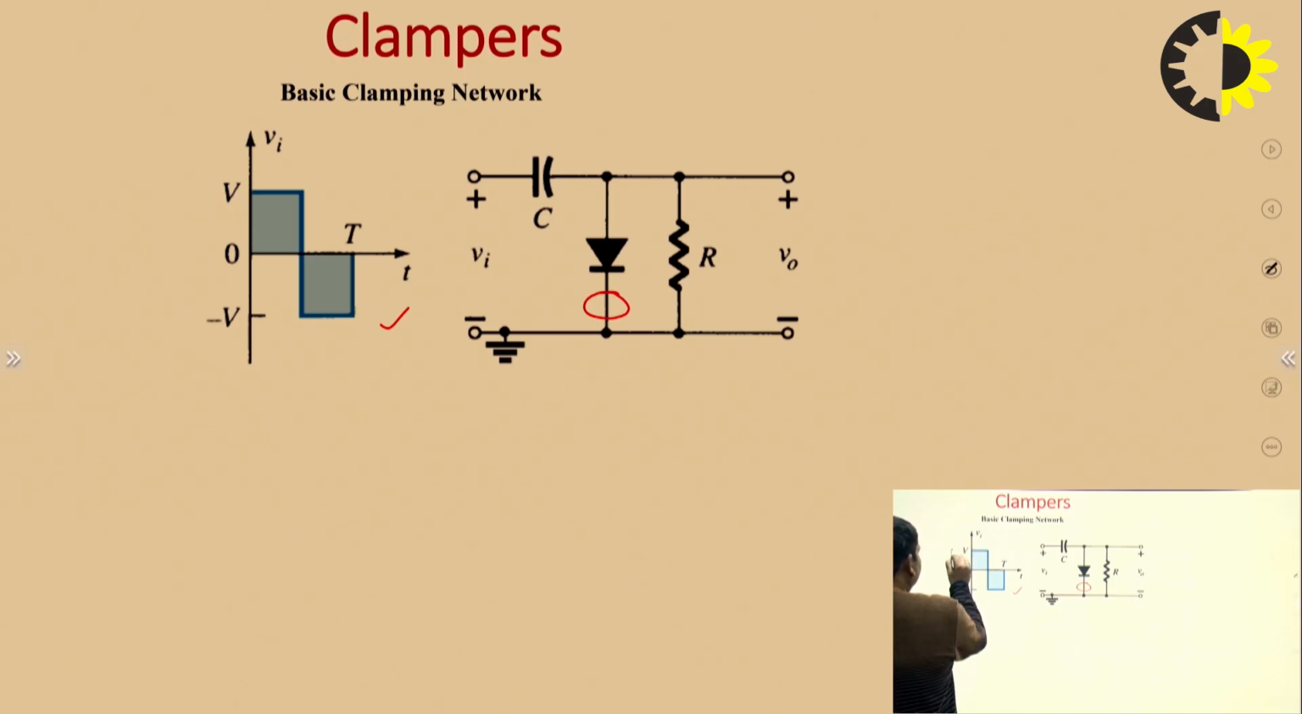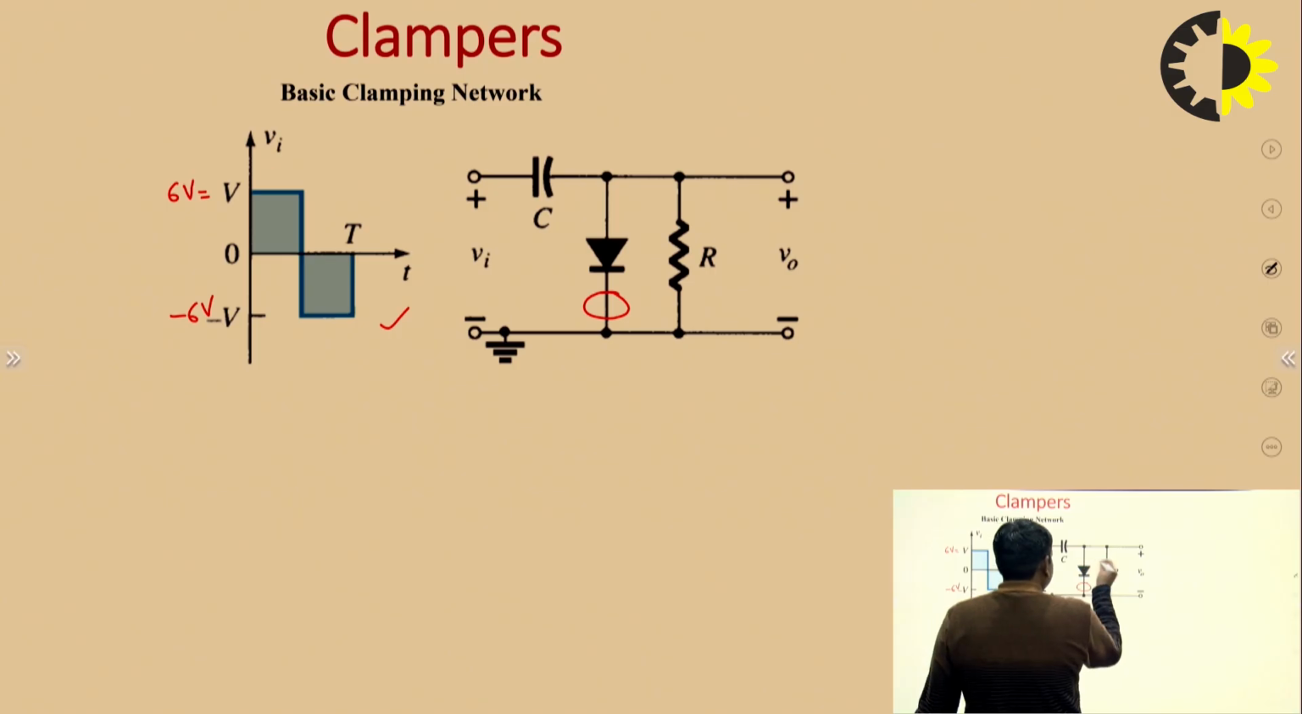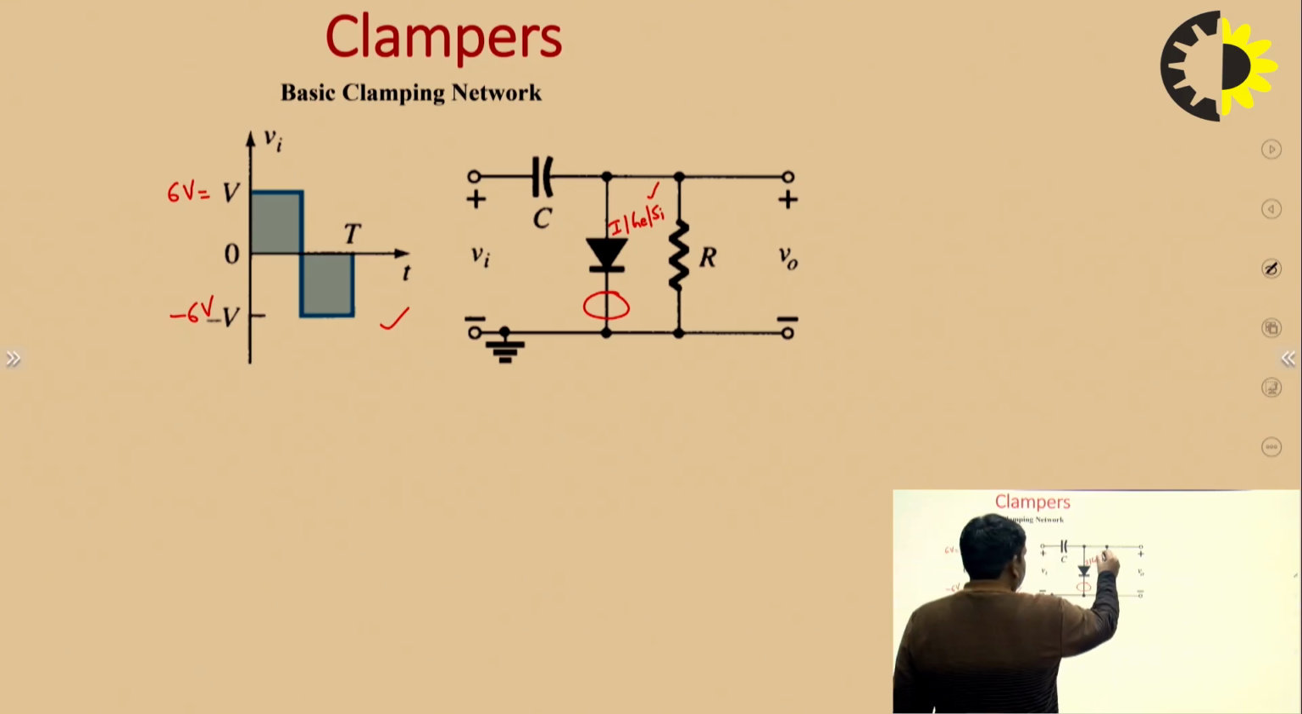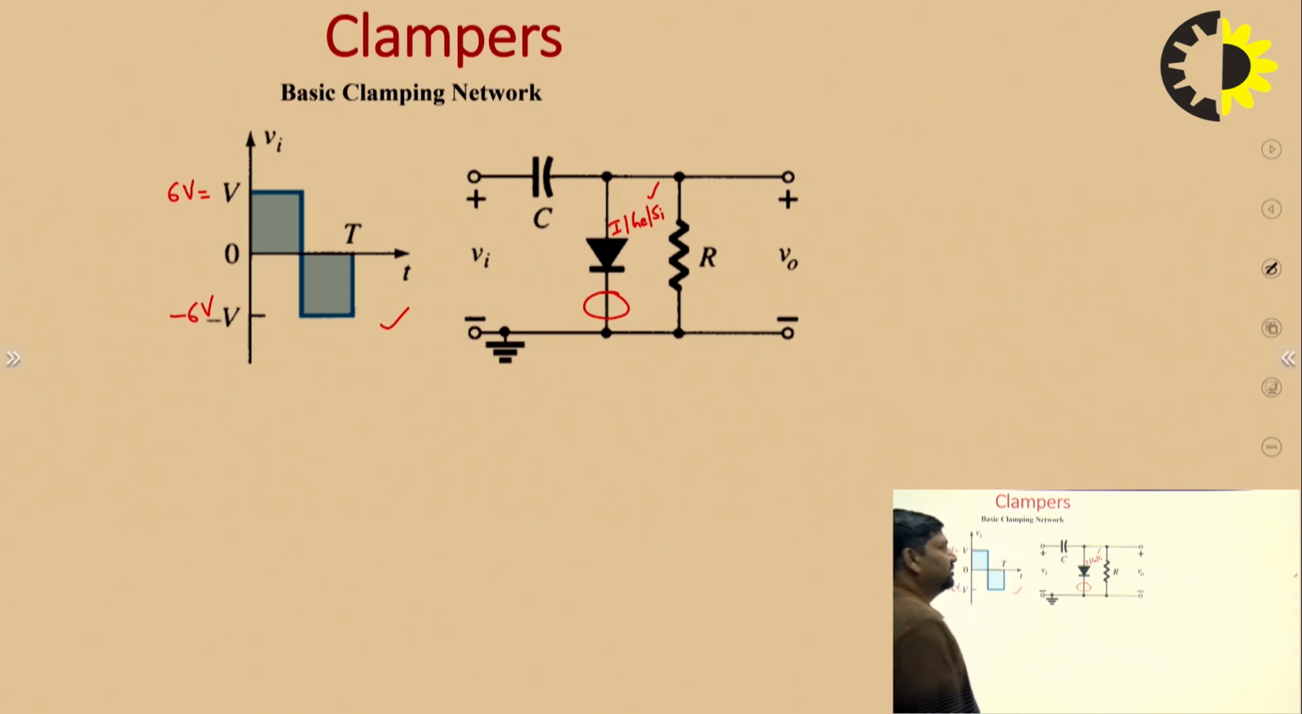Suppose this voltage V is taken here as 6 volt, so here this is minus 6 volt. What type of diode do we have to take? The diode could be the ideal one, germanium, or silicon. If we take an ideal diode, the cut-in voltage should be 0. If we take a germanium diode, the cut-in voltage is 0.3 volt, and if we take a silicon diode, the cut-in voltage should be 0.7 volt.